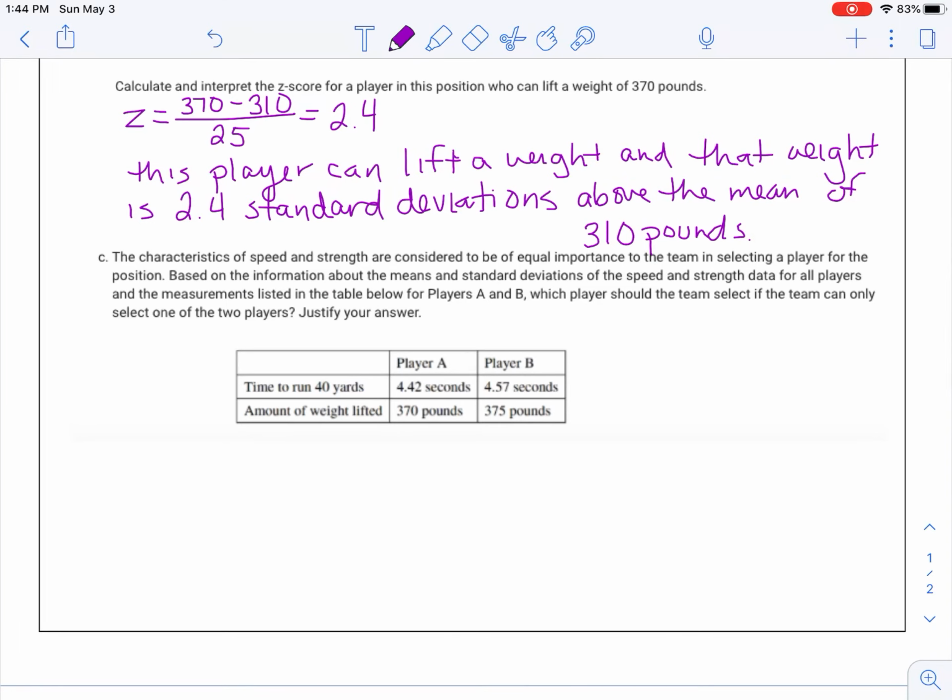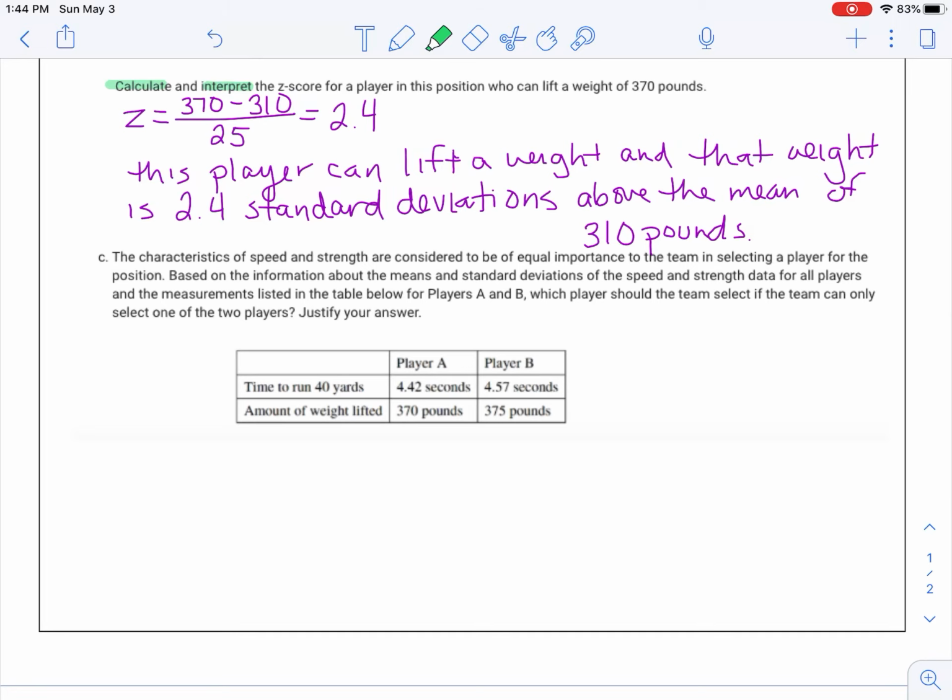Okay? Make sure, they're going to do this to you, I'm sure. Calculate and interpret. Sometimes people forget to do the second part. Just read it over when you're done. Make sure you actually answered the question.